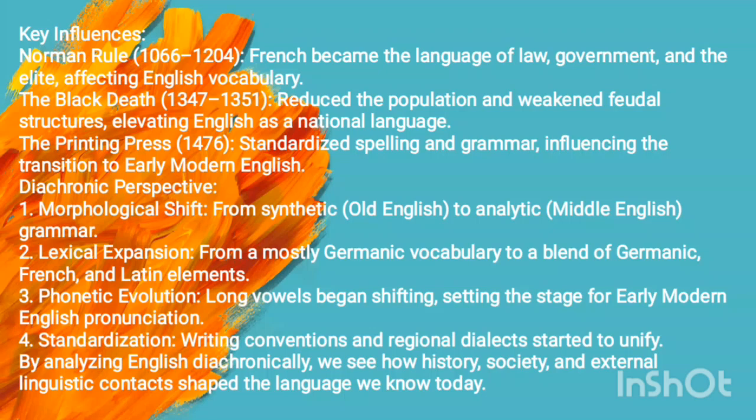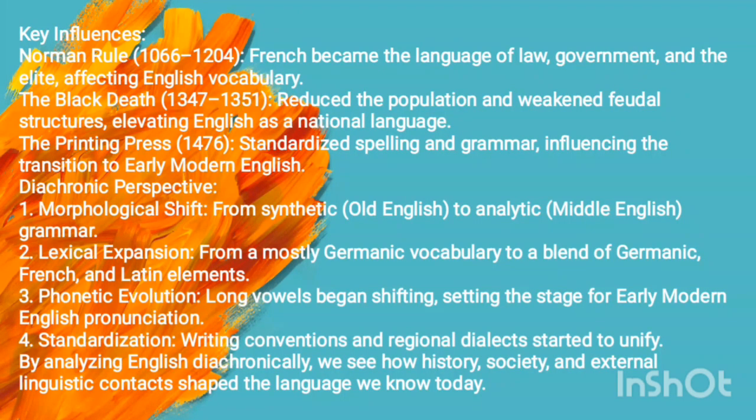Next one is the Black Death. It started from 1347 and lasted from 1347 to 1351. It killed a large portion of the population. It reduced the power of the nobility and strengthened the position of English speakers. Then English replaced French as the dominant spoken language.